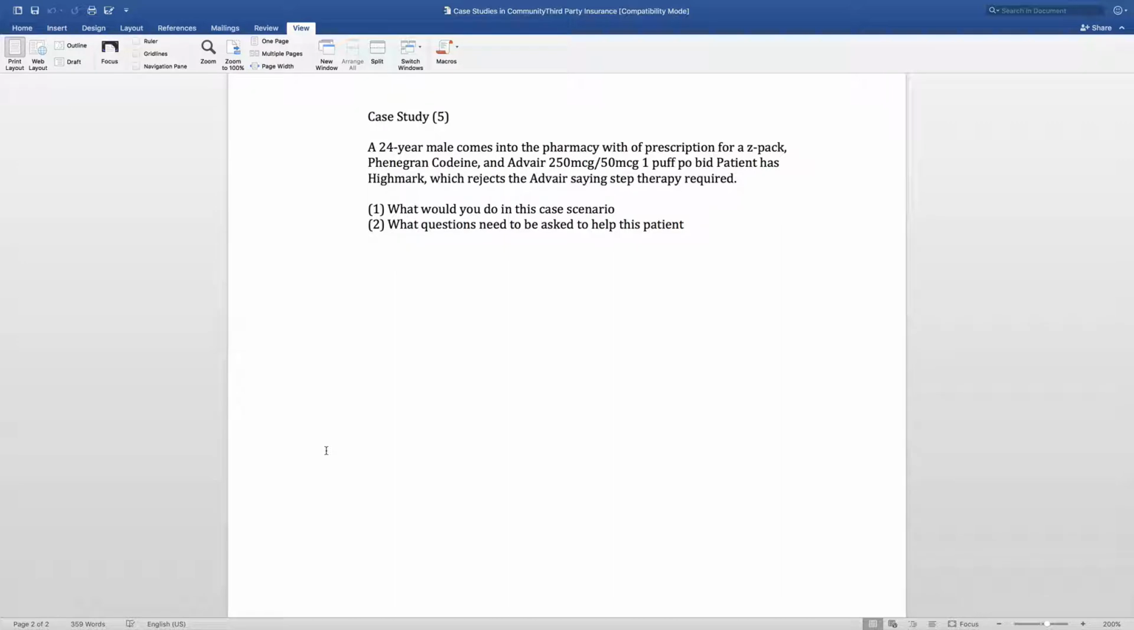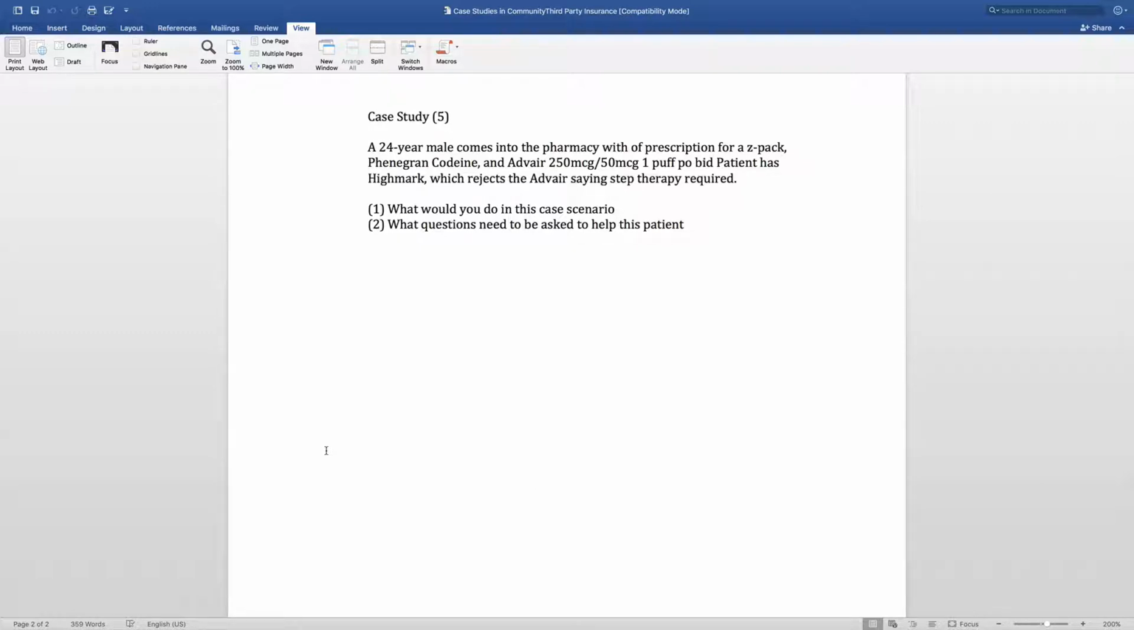The Advair rejects because it requires step therapy. Advair is a combo drug. It has an inhaled corticosteroid and a long-acting beta-2 agonist, which we see in asthma and COPD. But the asthma guidelines recommend that we try an inhaled corticosteroid first, then we go to Advair. So for example, if I had asthma and the physician initially writes Advair, I go to the pharmacy, it rejects, and the pharmacist switches it to, say, Flovent.